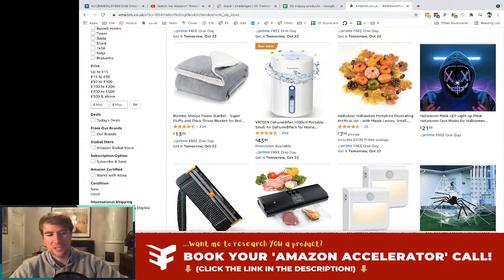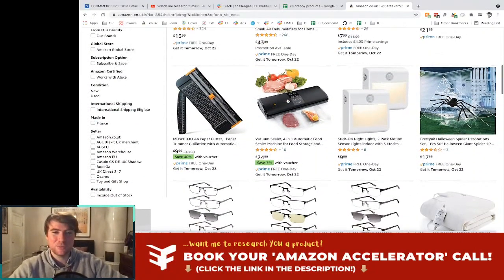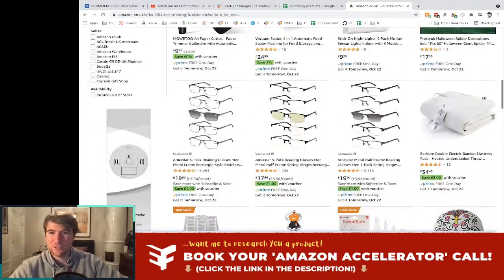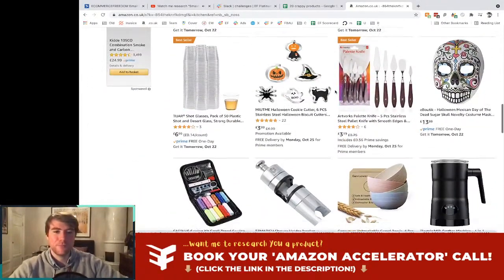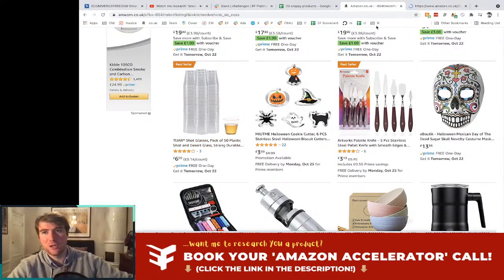How about this product? Well, it's electronic. This one, it's a paper cutter. It's probably a bit too big. This one, it's electronic. Trying to find something simple and easy to sell. What about this? Shot glasses, plastic shot glasses.